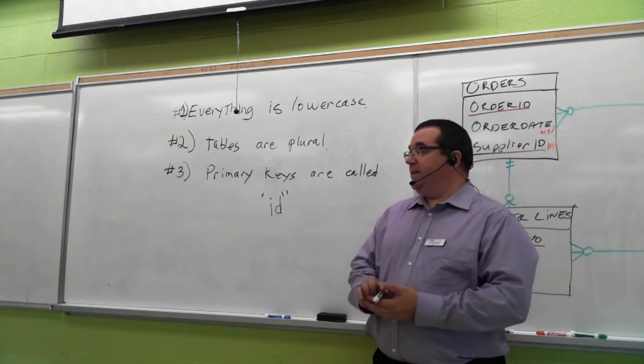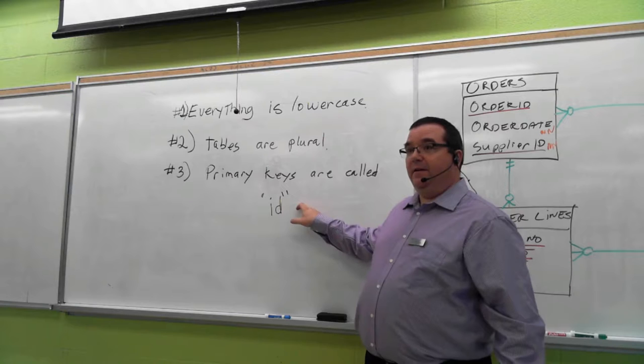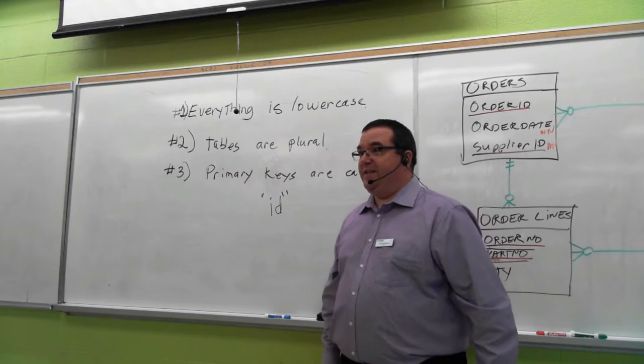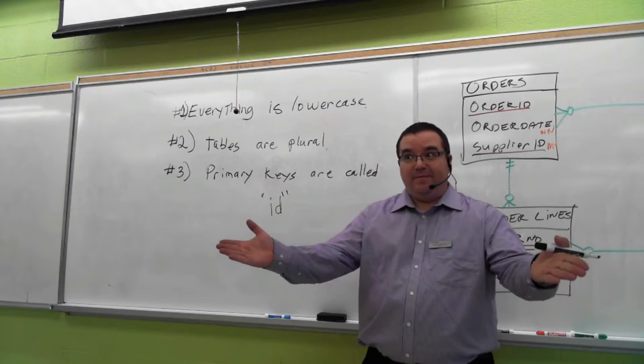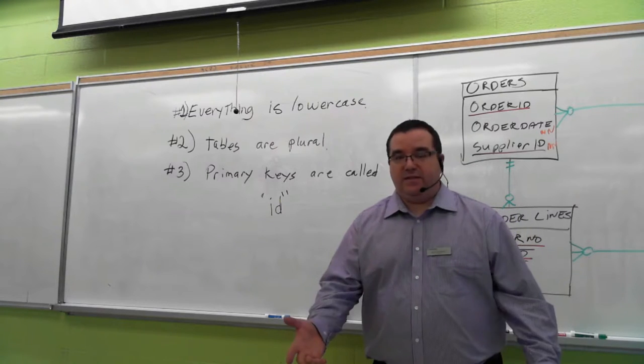Why? I'm going to go back to the ORM. If the primary key is always called ID, the code can guess what your primary key is going to be called. It's going to be called ID. If it knows it's always ID, before it even looks, it knows it's called ID.